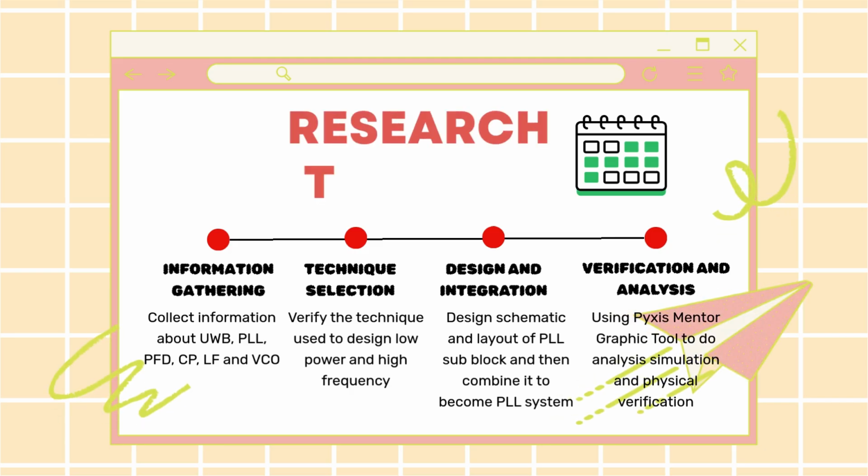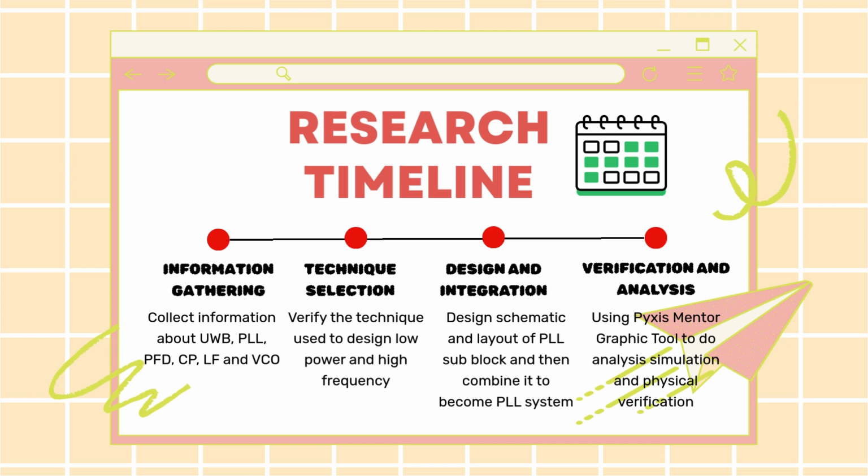Let's now outline the key steps in our research timeline, which systematically guided the design of this PLL system. 1. Information gathering. Before any design work began, I thoroughly researched UWB technology and PLL systems, including a deep dive into each of the critical sub-blocks. 2. Technique selection. Next, I focused on identifying and verifying the most effective techniques to achieve both low power consumption and high frequency performance.